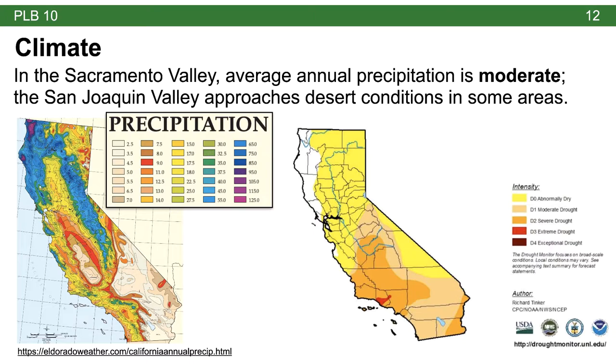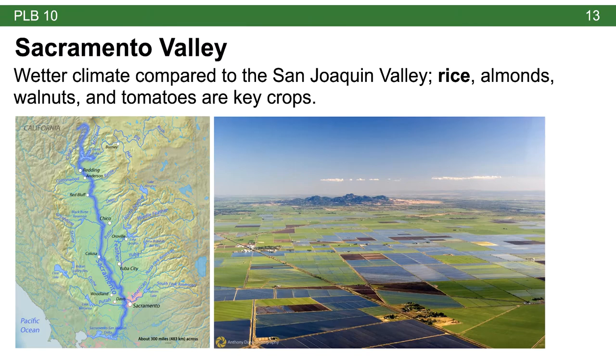And if you look at the map on the far left, you can see the range in precipitation that's experienced in the valley. And that's important because that precipitation largely defines what crops can grow in those areas. Now on the far right, it's also important to understand that drought has had a severe impact, especially when you think about the management of agriculture, which we'll talk about at the very end of the lecture. But you can see on the map that some areas in California have experienced severe and extreme drought in recent years.